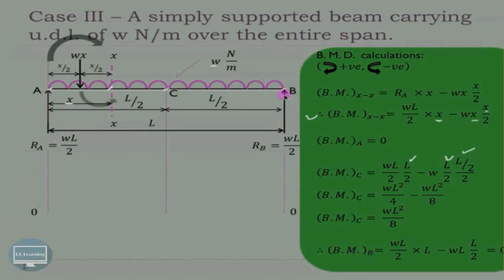Finally, the bending moment at point B we have to find out. We know that at point B the total length, that is x, is equal to L. So again in this formula, in place of x we substitute L, and in place of this x, it is L. So it is WL square by 2 minus WL square by 2. So the answer will be what? It is 0. So we can say that the bending moment at point B is 0.